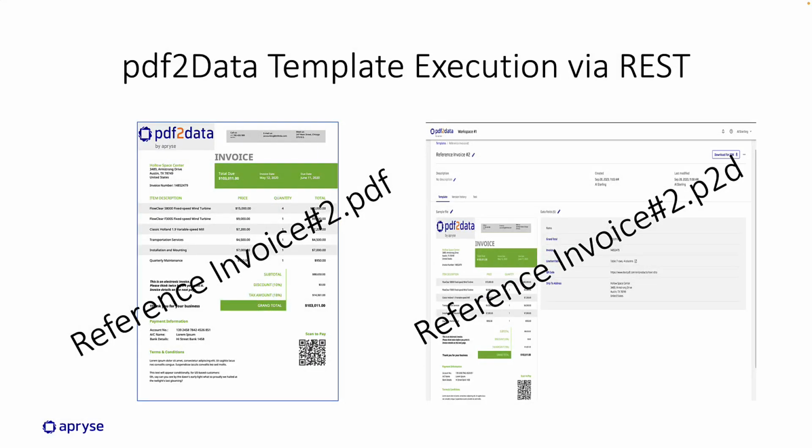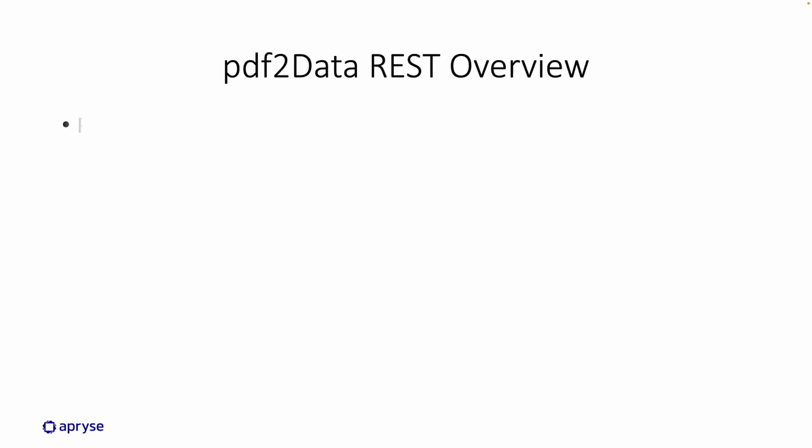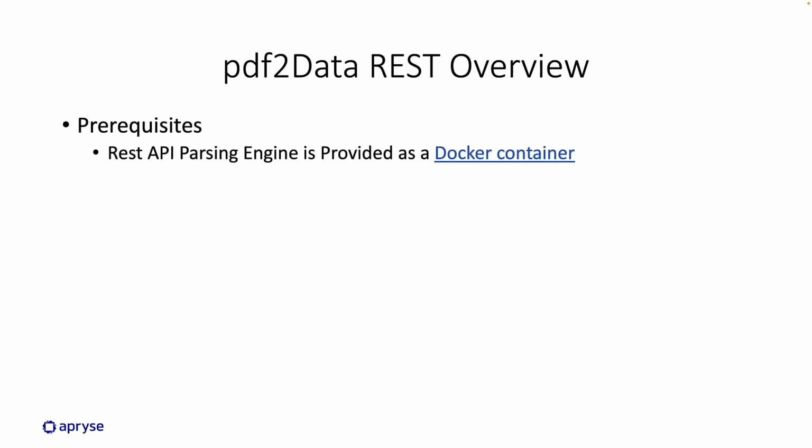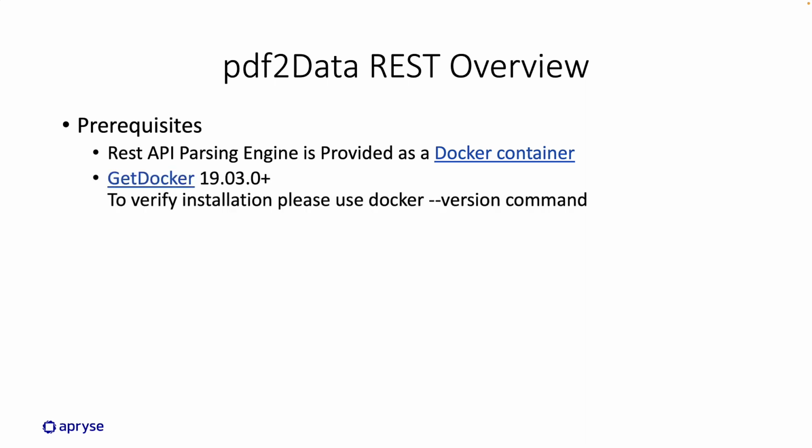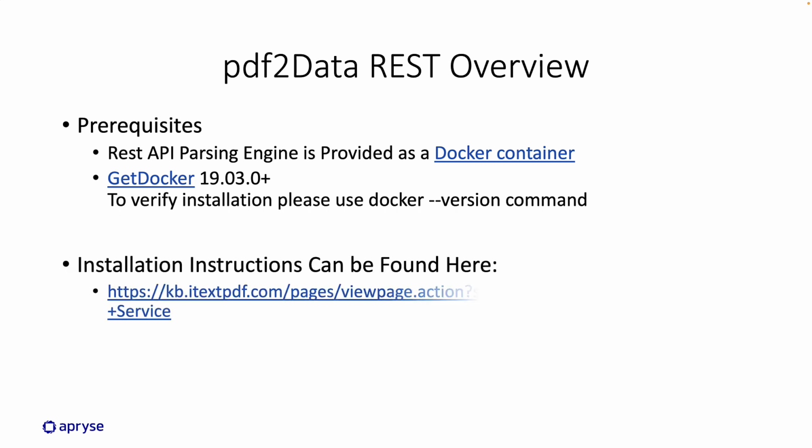Okay, now let's briefly walk through an overview of our pdf2Data REST implementation. The REST API parsing engine is provided as a Docker container, which would require the use and installation of Docker. The installation instructions can be found at this following URL.